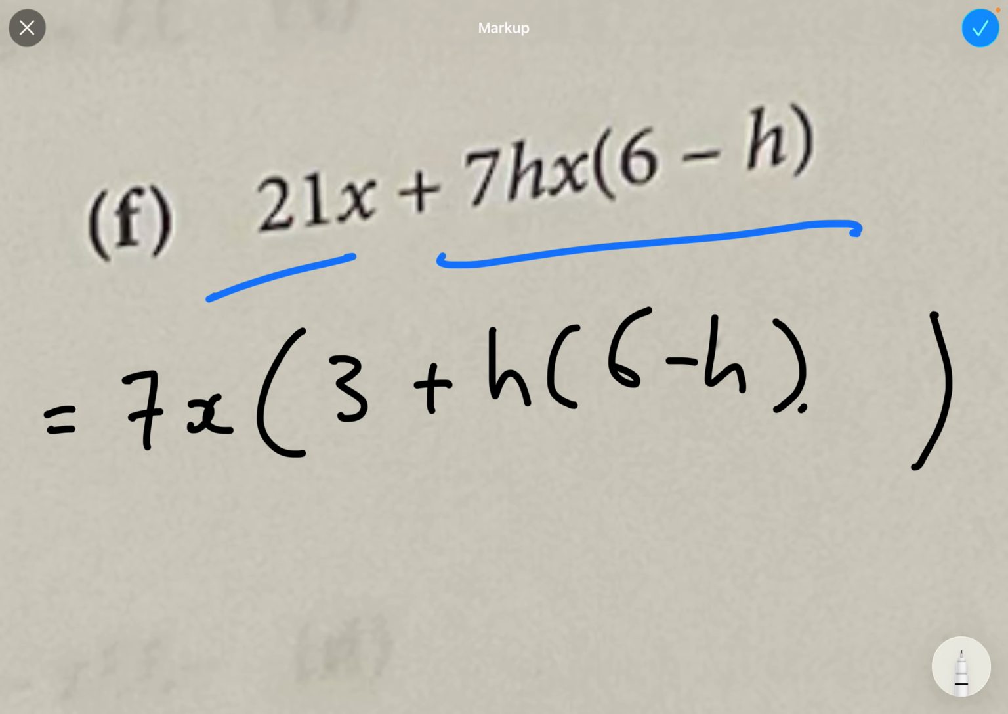Okay, we started with 2 terms. 21x and 7hx multiply a bracket. So both 21 and 7 can divide by 7. hx and x both have a common x. So take out 7x bracket. 21x divided by 7x. 21 divided by 7, 3. x divided by x, cancel. 7 divided by 7, 1. hx divided by x, left with h. I still need to multiply this.